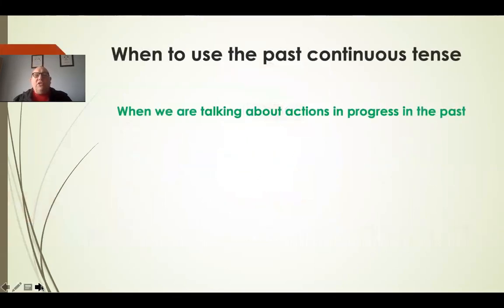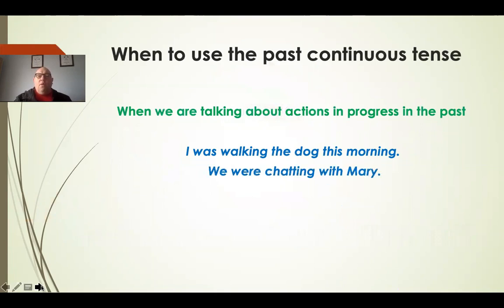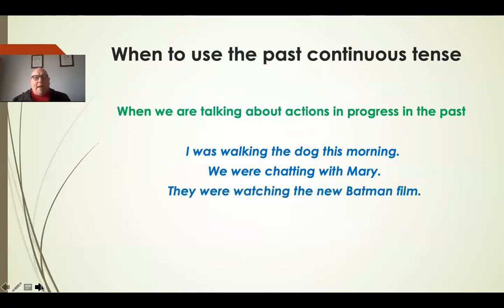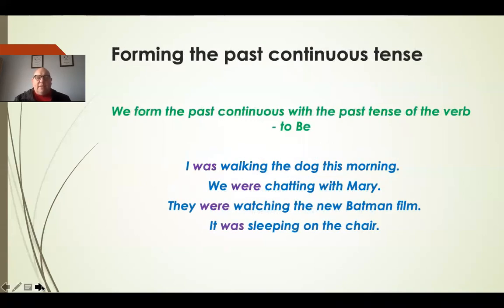Well, we use it when we're talking about actions that have been in progress in the past. I've already done them, okay? So, for example, I was walking the dog this morning. We were chatting with Mary. They were watching the new Batman film. It was sleeping on the chair. All of these sentences are in the past continuous tense.